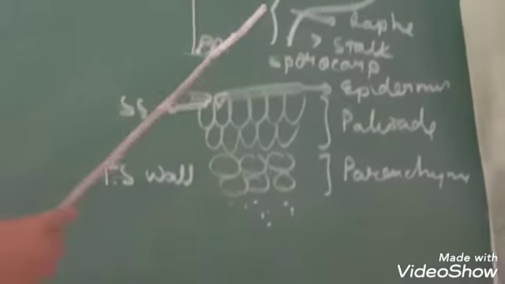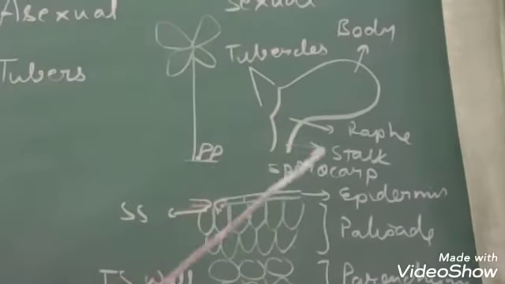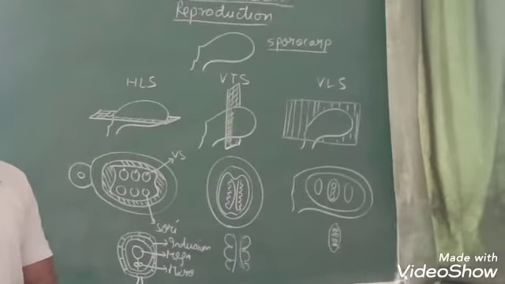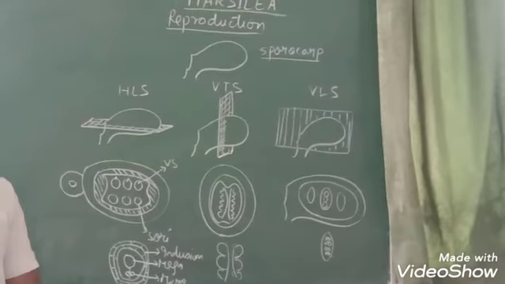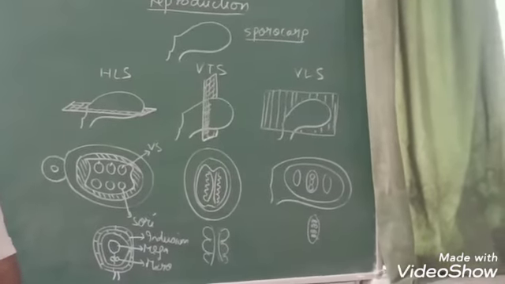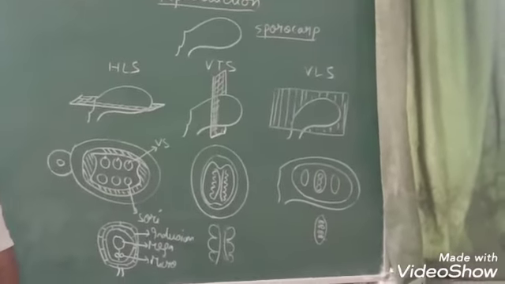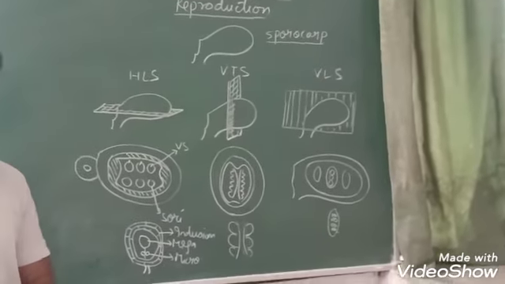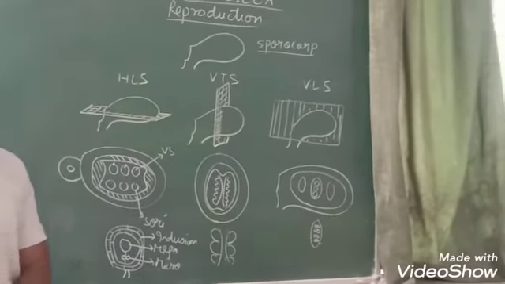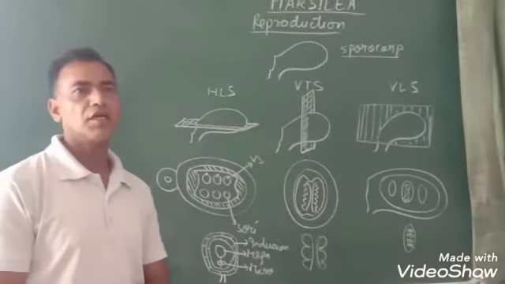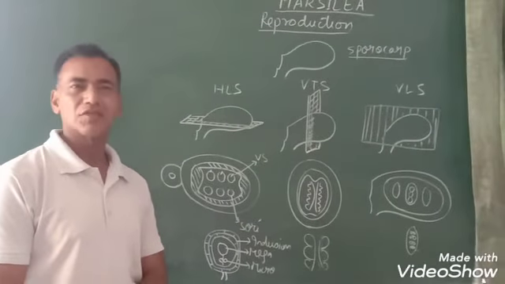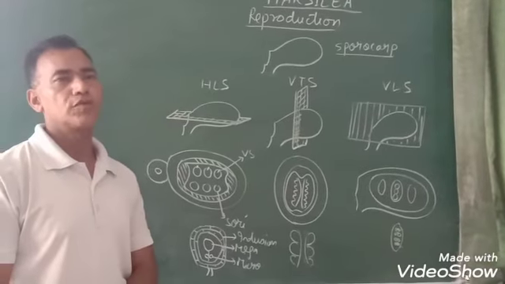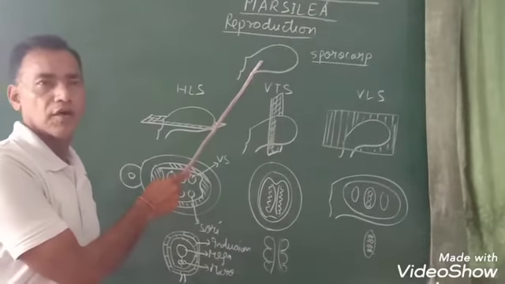Gelatin near the raphe helps in the opening of this sporocarp. Friends, by now we have come to know that Marsilea reproduces by means of two types of spores: female megaspores and male microspores. These spores are produced in sporangia. Sporangia are produced in special structures called sori, and these sori are then produced in the sporocarp.